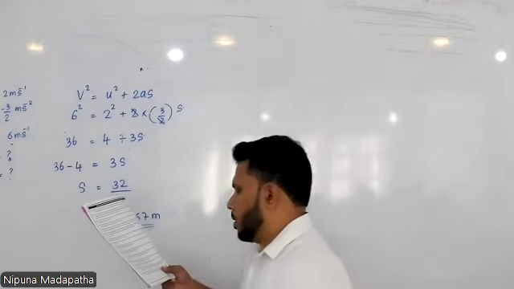Right. Read question number 15. A driver has a reaction time of 0.5 seconds and a maximum deceleration of 5 meters per square second for his vehicle. What is the minimum stopping distance required to bring the vehicle to rest from a speed of 10 meters per second?